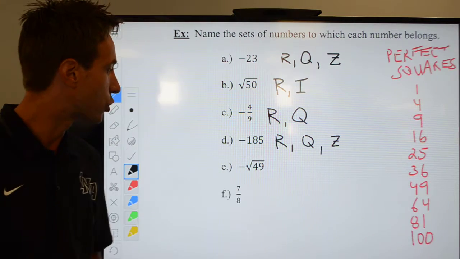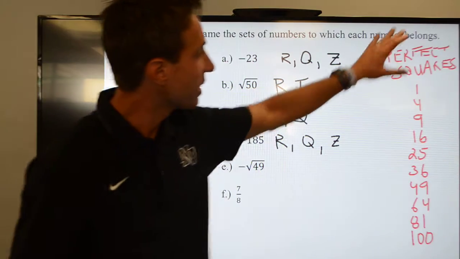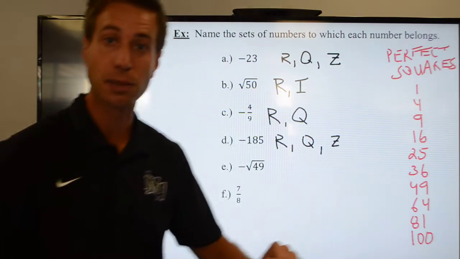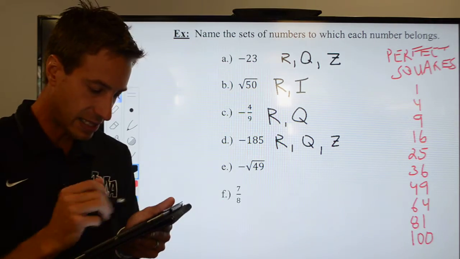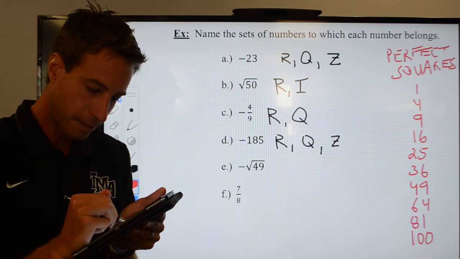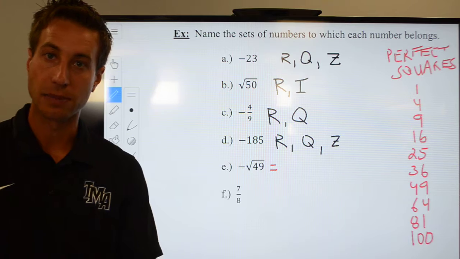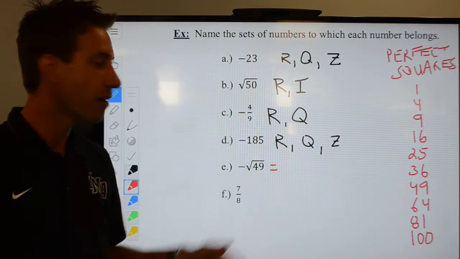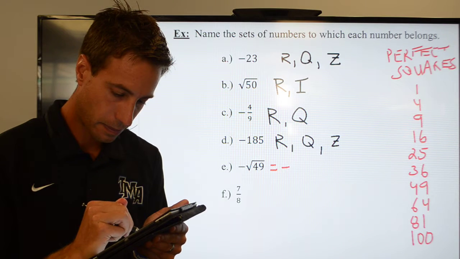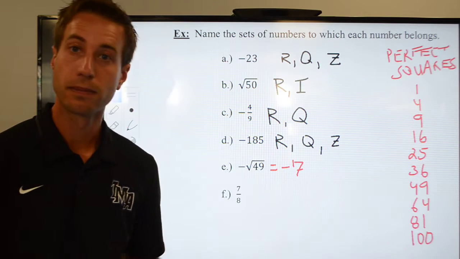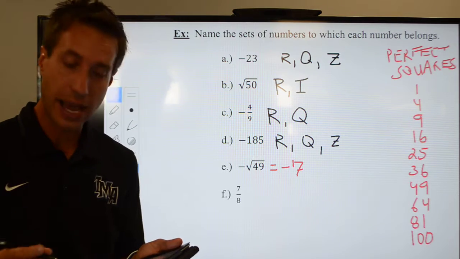After that, we have the negative square root of 49. We go back to my list of perfect squares, and 49 is on the list. What that means is actually I can rewrite this guy. Remember, the way that we got 49 was 7 times 7. So when I take the square root of 49, I'm actually going to get 7. Minus 7. Okay, well, let's go ahead and categorize this number, -7.